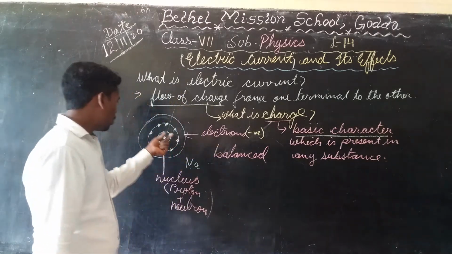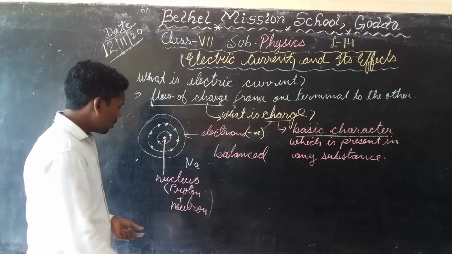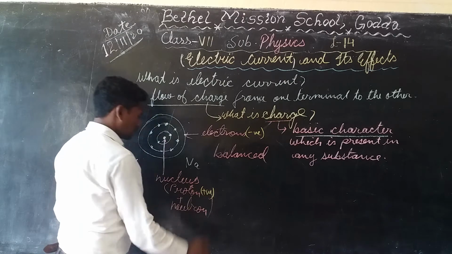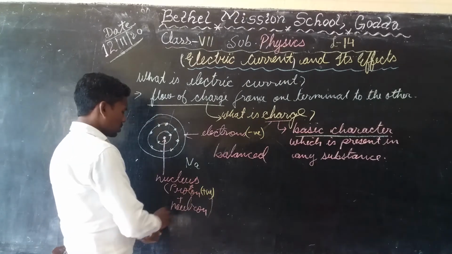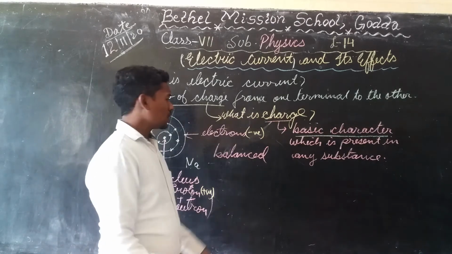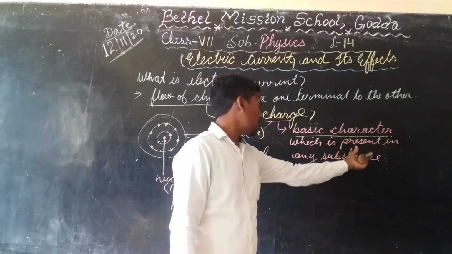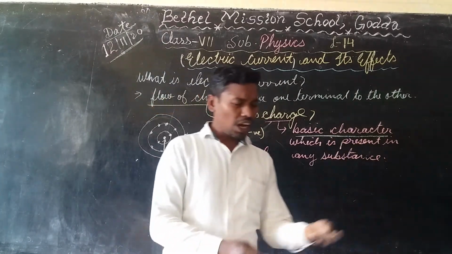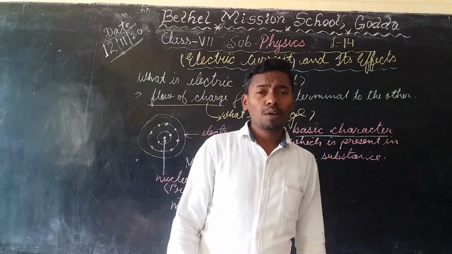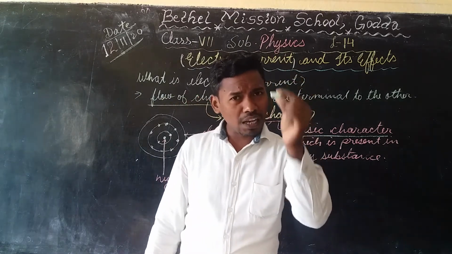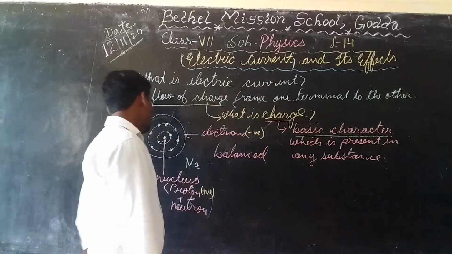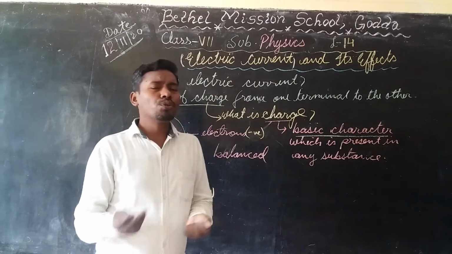Okay, now when we come to the nucleus, we again have the protons. These protons are positively charged. Positive charge is present, and these neutrons don't have any charge. They are neutral. So when I was saying that this is a basic character which is present in any substance, then why do we see, I have this chalk in my hand, why am I not getting a shock? I am not getting a shock because the charge in it is balanced. As I told you a few minutes before, the charge is balanced. So when the charge is balanced, we don't feel the charge.